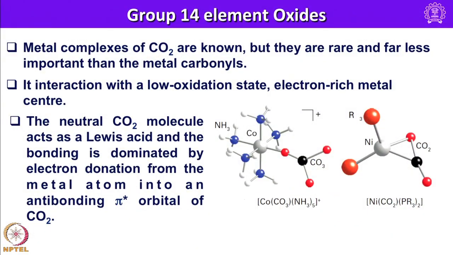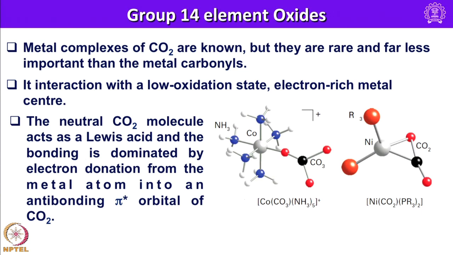And in contrast to the metal complexes of carbon monoxide, metal complexes of carbon dioxide are not very common. A few compounds are known, but they are rare and far less important than those of metal carbonyls. And of course, if you find a way of making carbon dioxide complexes and then converting them into some organic compounds, probably that comes very handy in bringing down the carbon dioxide content, provided we use cheaper metals such as iron. Anyway, the discussion on such matters is out of context as far as these lectures are concerned.